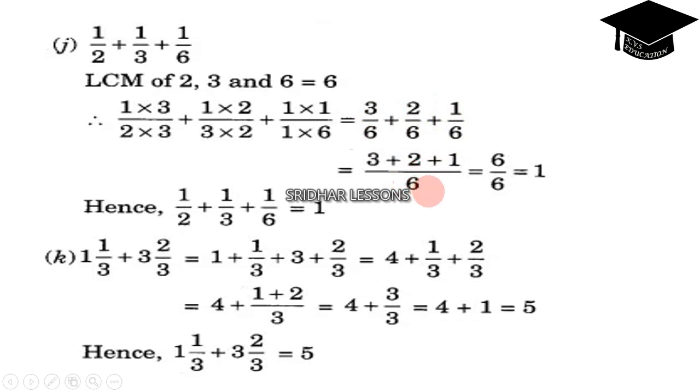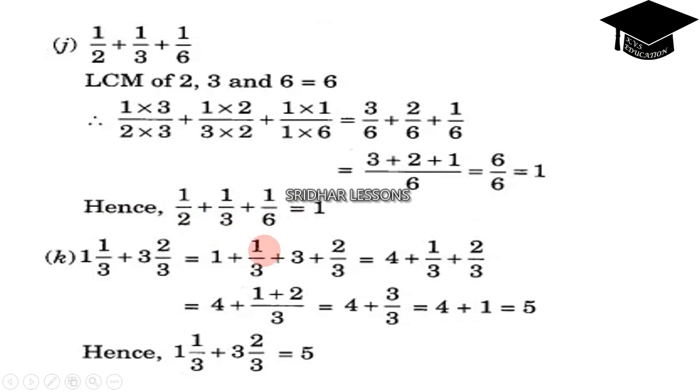Since the denominator is same, what we have to do, we can add directly the numerators. 3 plus 2 plus 1, this is equals to 6 by 6, which is equals to 1. Hence 1 by 2 plus 1 by 3 plus 1 by 6 is equals to 1.